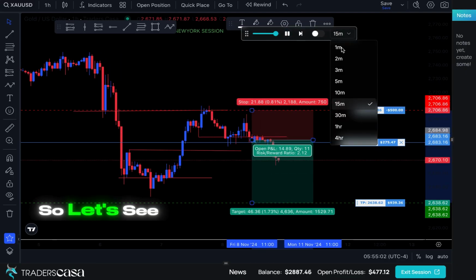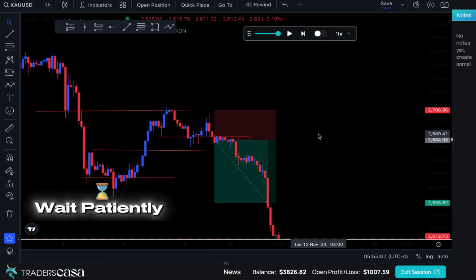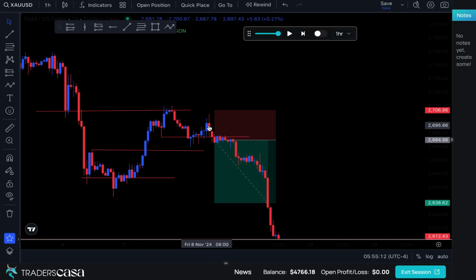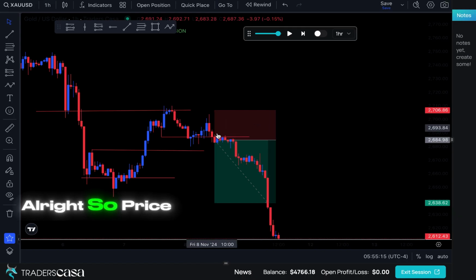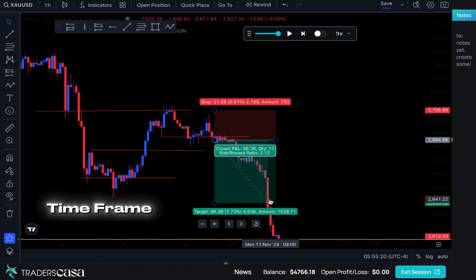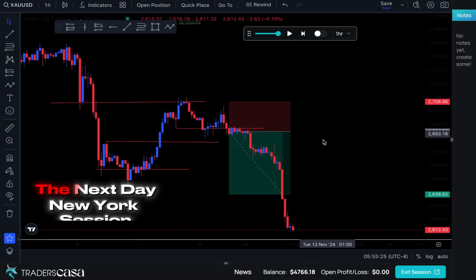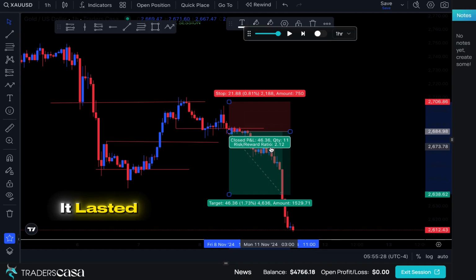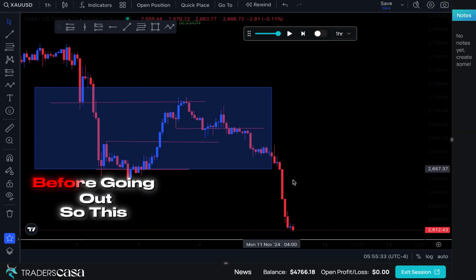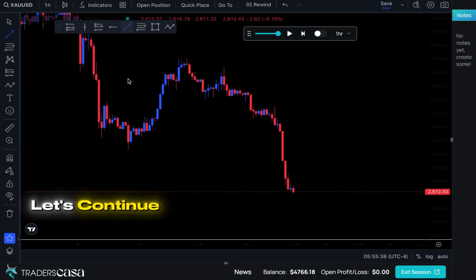Okay, so let's see what's going to happen. This is during the New York session, so wait patiently for price to go into our direction. All right, so price has gone to our direction, and because we are trading on the 1 hour time frame, this trade is going to take till the next day New York session. So it lasted for like 24 hours or so. You just have to wait patiently for price to hit your target before going out. So this happened so perfect. Let's continue.